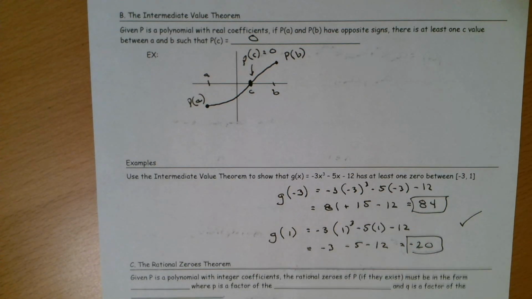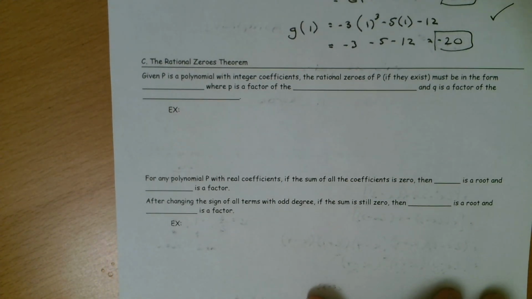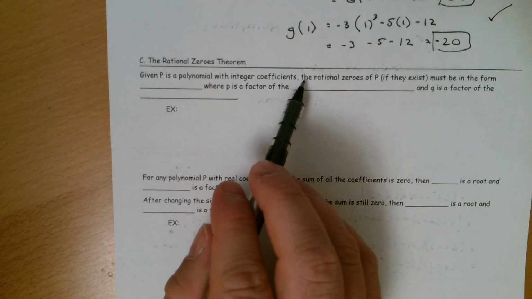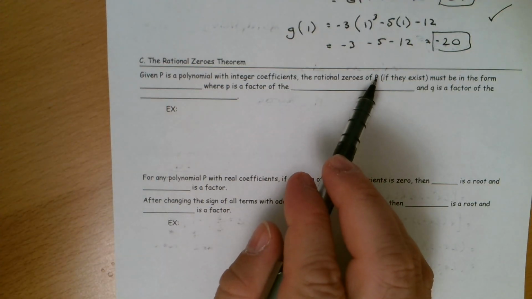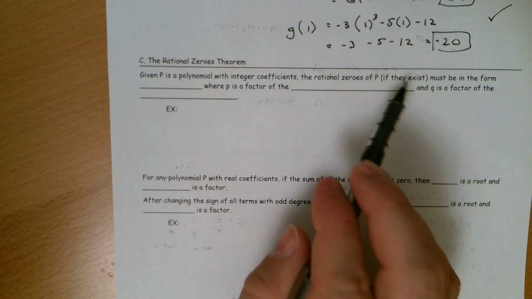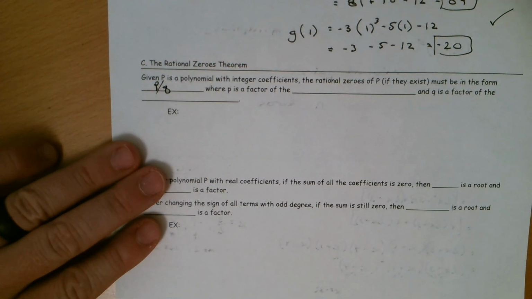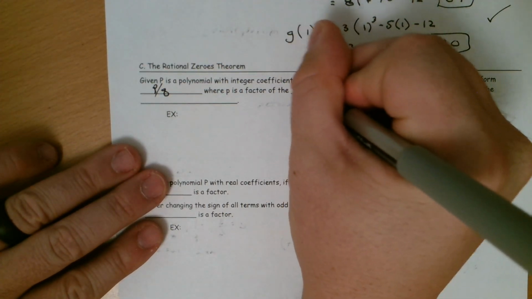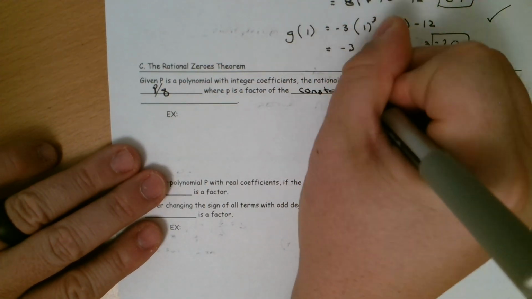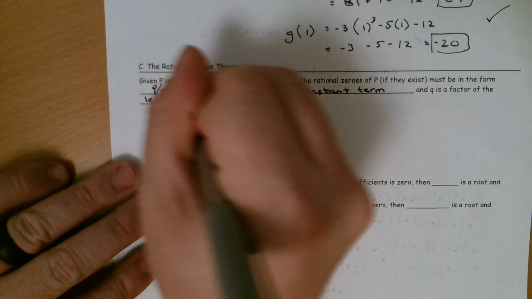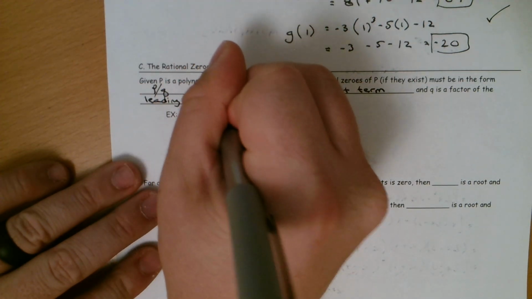Okay, so now let's talk a little bit about the rational root theorem, or the rational zeros theorem. What the rational zeros theorem is saying is, if you want to find out if there's any rational zeros for a function or a polynomial, if they exist, they are going to be of the form p over q, where p is a factor of the constant term, or the number at the end, and q is a factor of the leading coefficient. This will make more sense when we start to use it in practice.